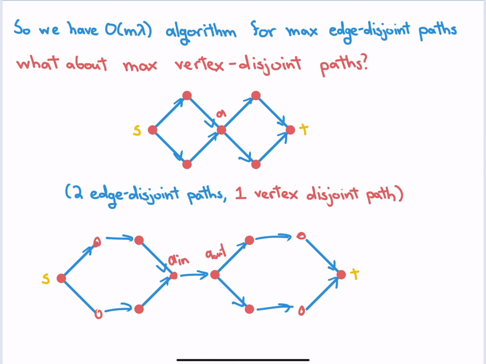Because by splitting a vertex and putting an edge in the middle, visiting that vertex forces you to use that edge, right? So to be edge disjoint is the same as to be vertex disjoint in the original graph. Okay, so classic vertex splitting trick. So now you guys know how to do vertex disjoint path.